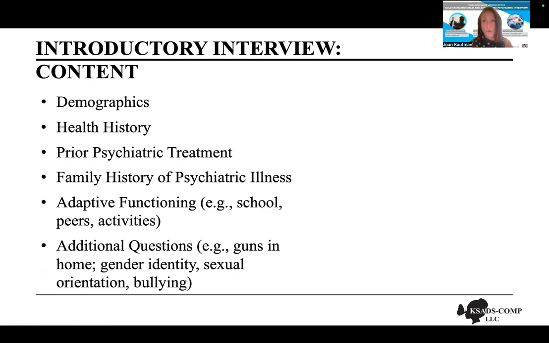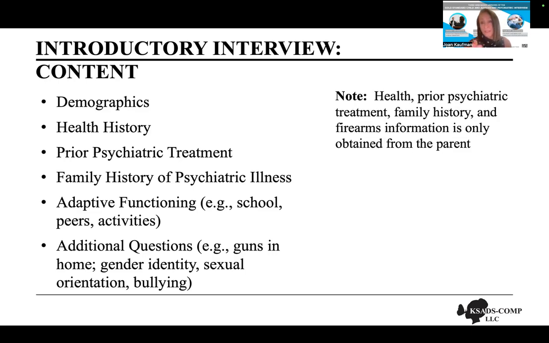I talked a little bit before about what's included in the introductory interview. It's really everything that you would want for a comprehensive mental health assessment. So the information about demographics, health history, prior psychiatric treatment, family history of psychiatric illness, things about adaptive functioning, how they're doing in school, peers, and activities. And again, those things we talked about, that increased risk that you want to know about: guns in the home, gender identity, sexual orientation, bullying. And just as a note, some of the information we only get from the parent. We don't bother asking the youth about health history, prior psychiatric treatment, family history, etc.